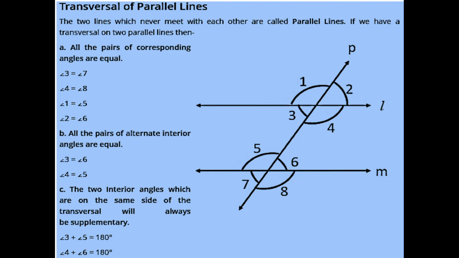Now the two interior angles which are on the same side of the transversal will always be supplementary. That is the same side of the transversal. Interior angles on the same side of the transversal, that is 3 and 5. Both added, you will get 180 degrees. That's why angle 3 plus angle 5 equals 180 degrees. Same way angle 4 plus angle 6 equals 180 degrees.